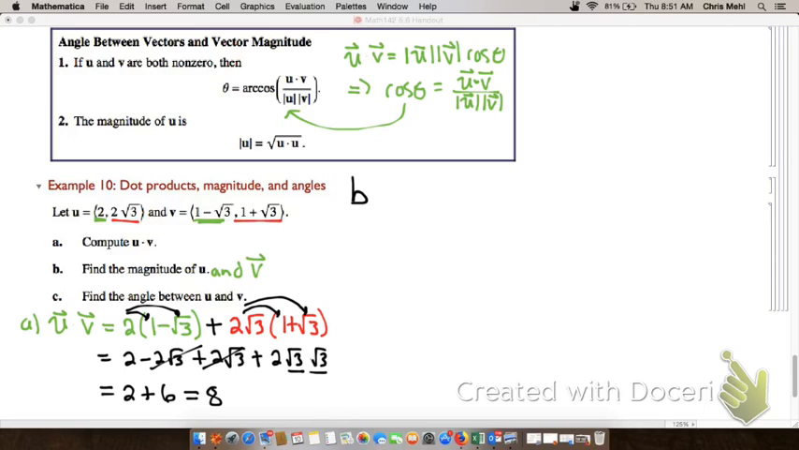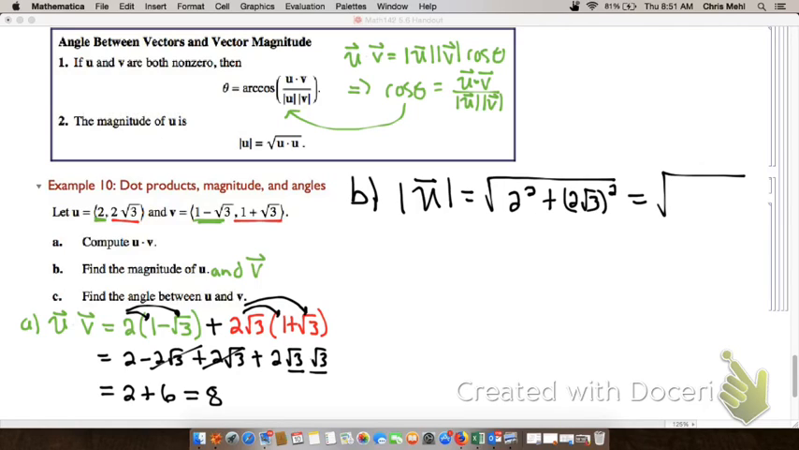And then I'll come up here for part B. Now we'll find the magnitude of u and v. So the magnitude of u, this is going to be the square root of 2 squared plus 2 root 3 squared. This will equal the square root of 4 plus, and then 2 root 3 squared is 4 times 3, you get 12. That's the square root of 16, so the length of u is 4.